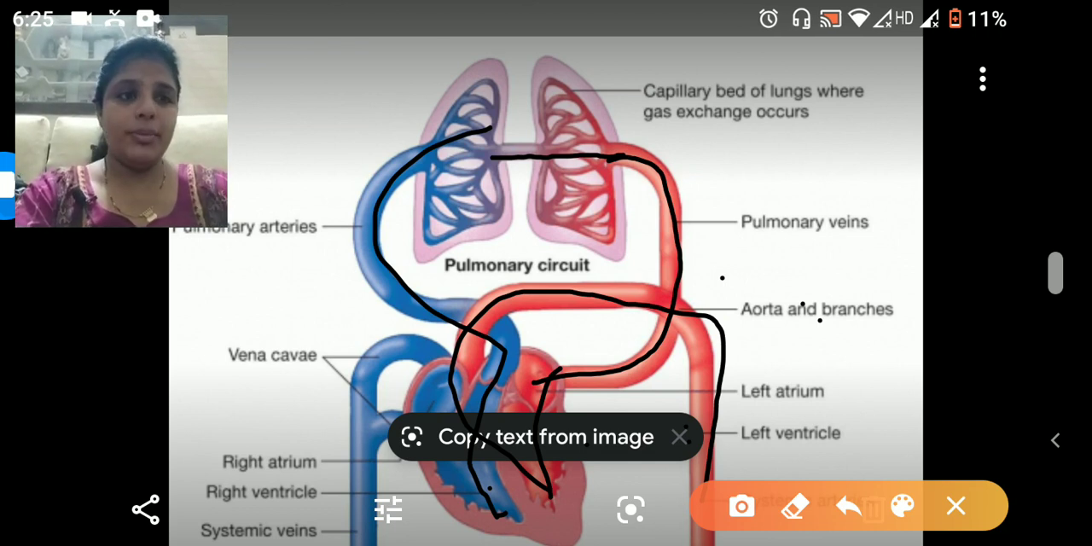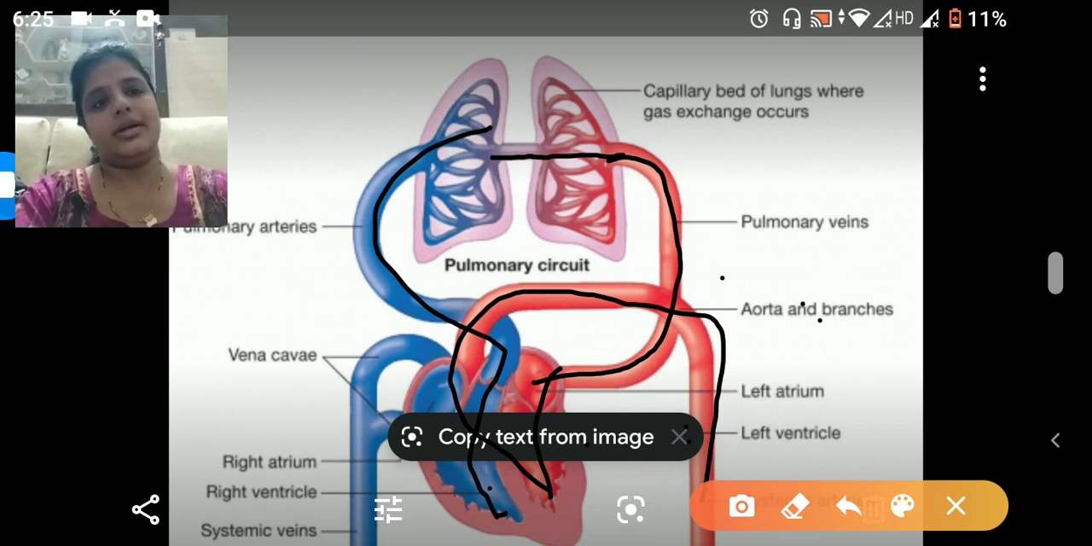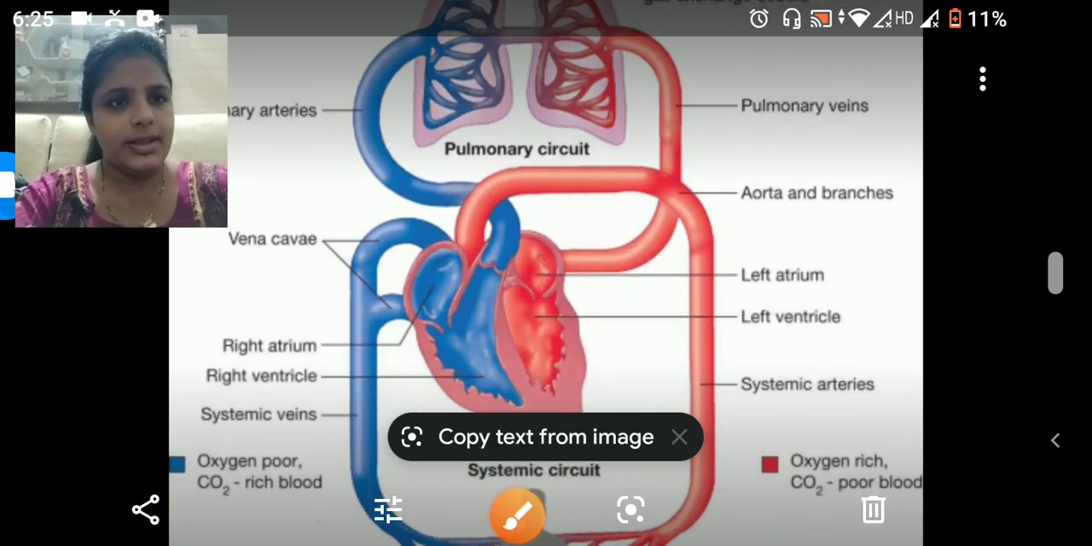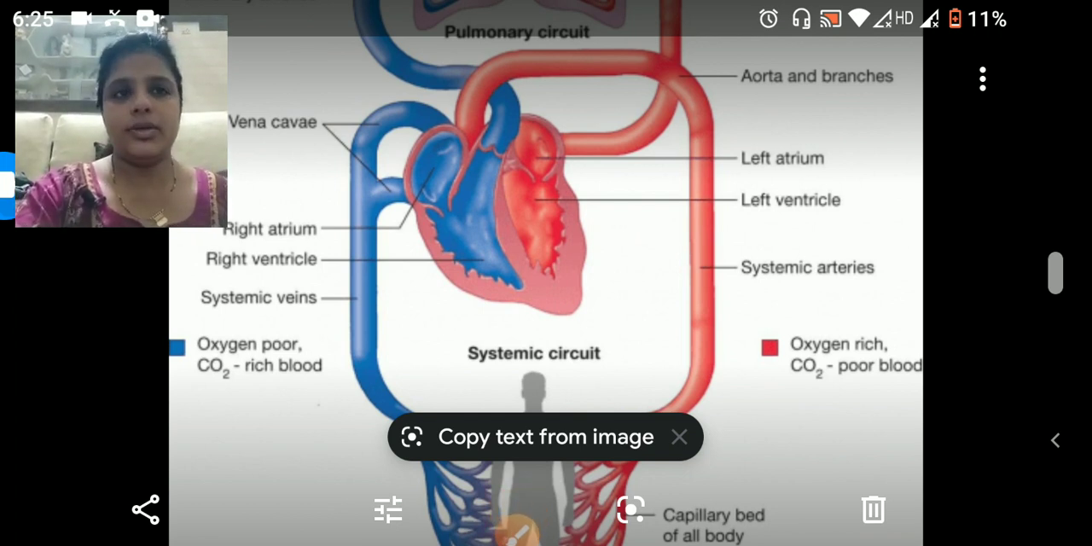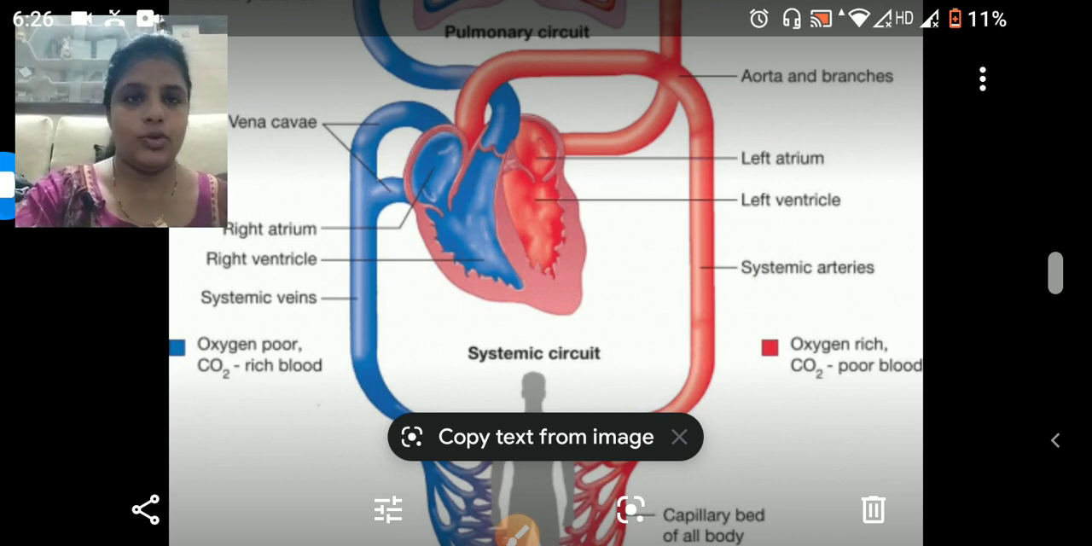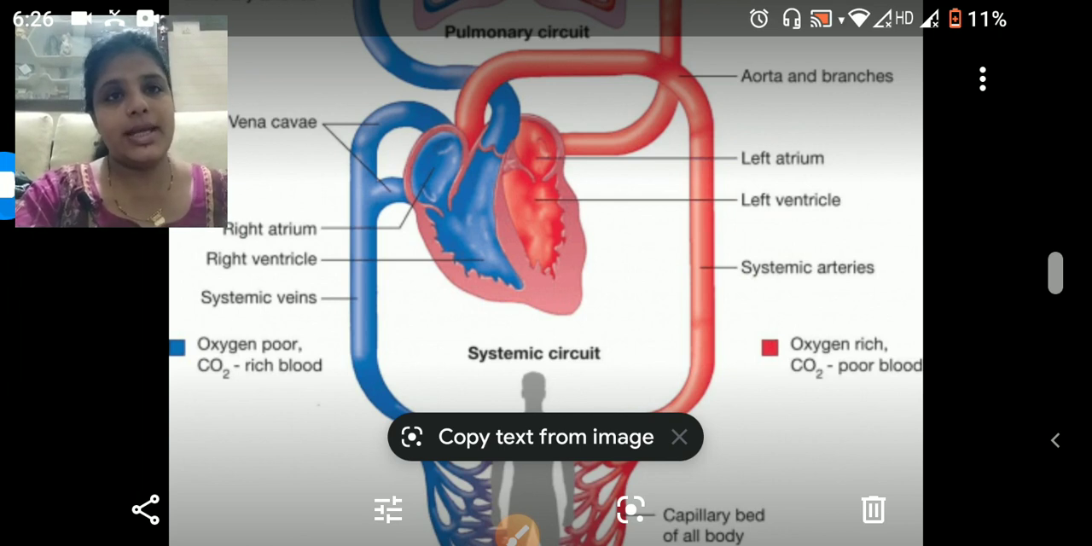From the entire body it becomes deoxygenated, and this deoxygenated blood enters back into the right auricle. From the right auricle it enters into the right ventricle, and from the right ventricle it goes on. So we can say that we have a double circulation, that blood enters the heart twice.